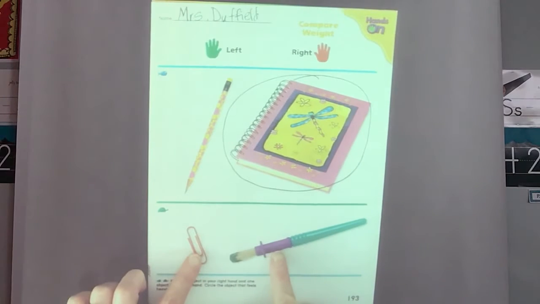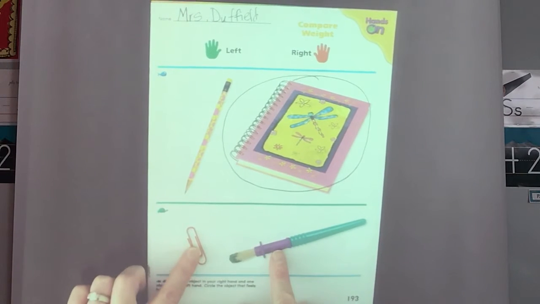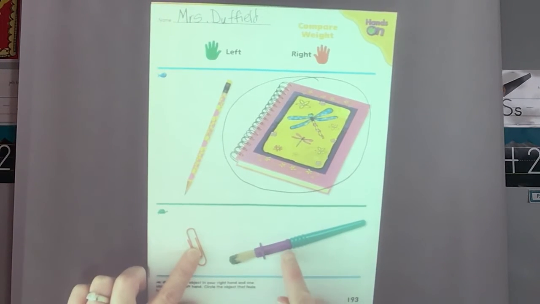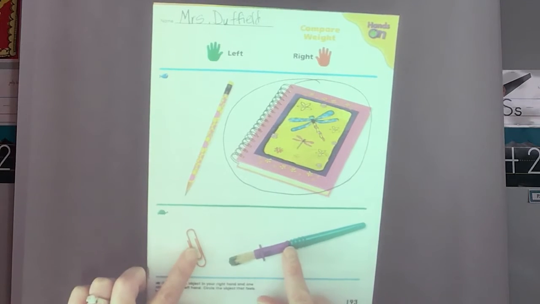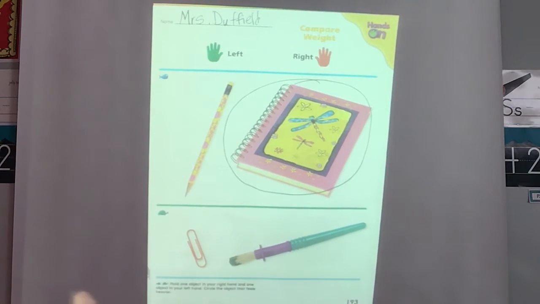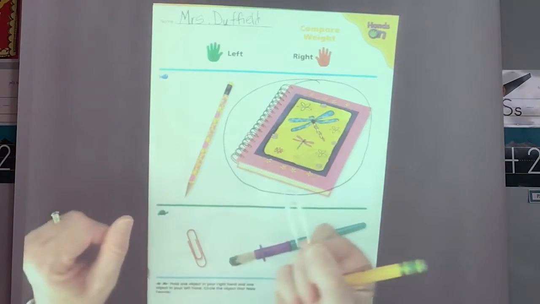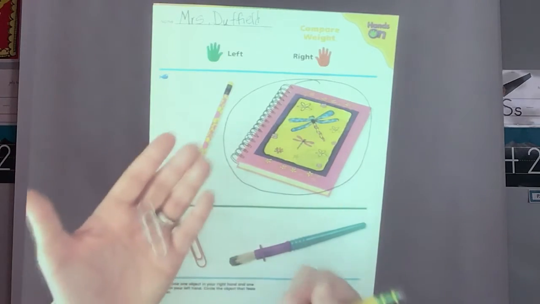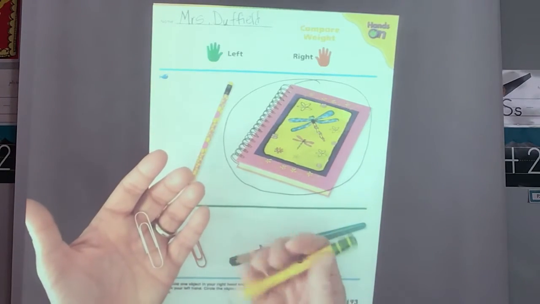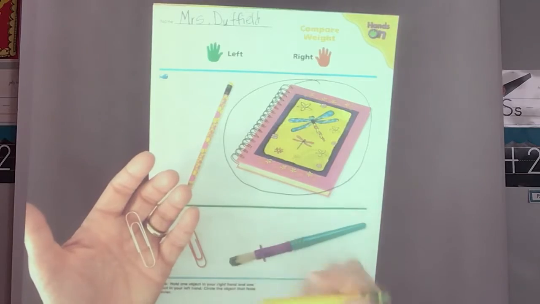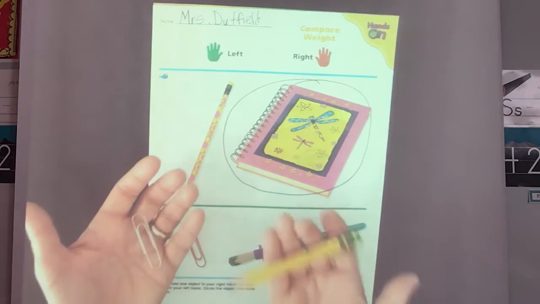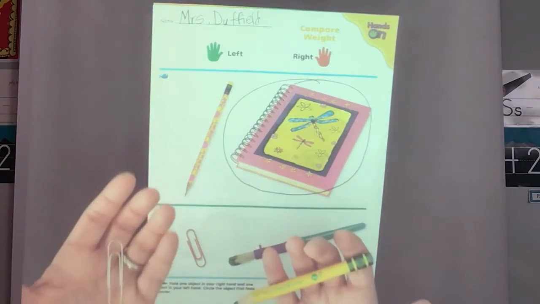Okay, so they've got a paper clip and a paintbrush. Out of these two, paper clip is really light. You can get a paper clip out of your bag of stuff. I've sent a lot of paper clips. So feel your paper clip, and you could even just do one of your bigger, stouter pencils, but this is a little heavier than that. So which one feels heavier?